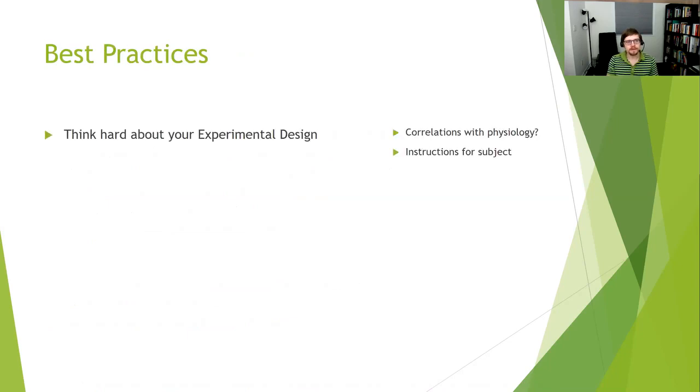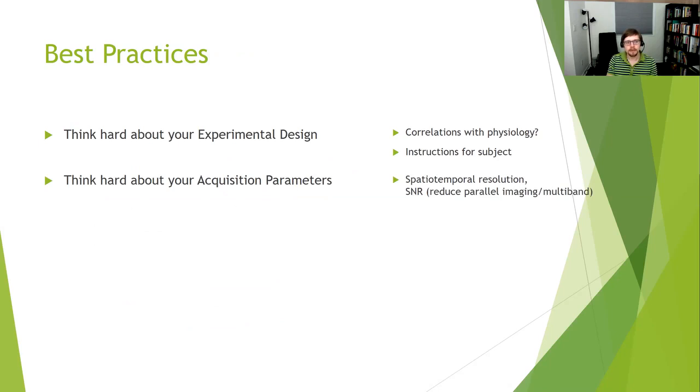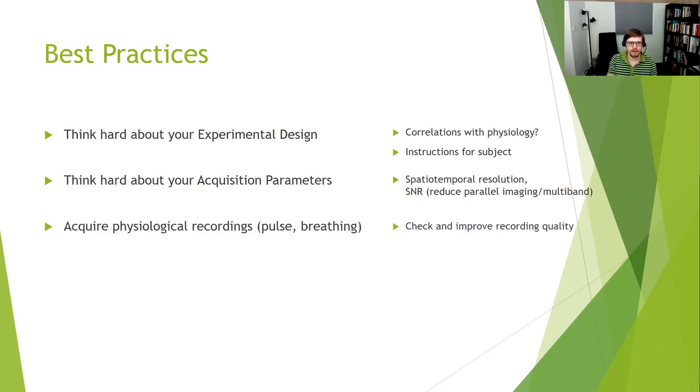In terms of best practices, the first thing is to think hard about your experimental design. So does my task correlate with physiology? And can I instruct my subjects, or can I buy some special foams that keep them still? Equally important, think hard about your acquisition parameters. What spatial temporal resolution can I afford? How does it help my denoising? How is it important for my research question? Acquire physiological recordings, at least for pulse and breathing whenever possible, but also check and improve the recording quality. It only takes a minute to look at whether the respiratory bellows is attached or not.